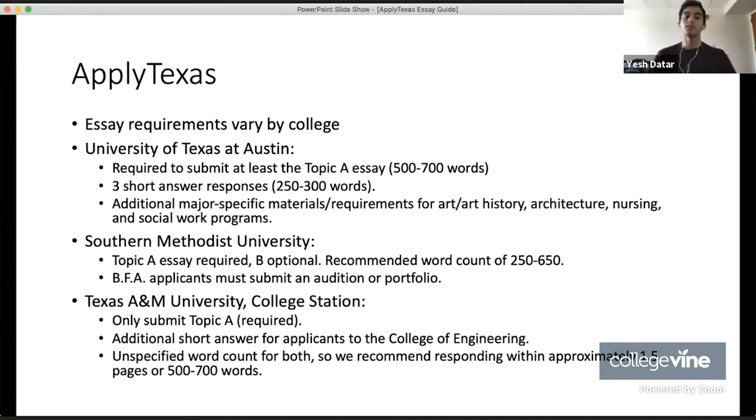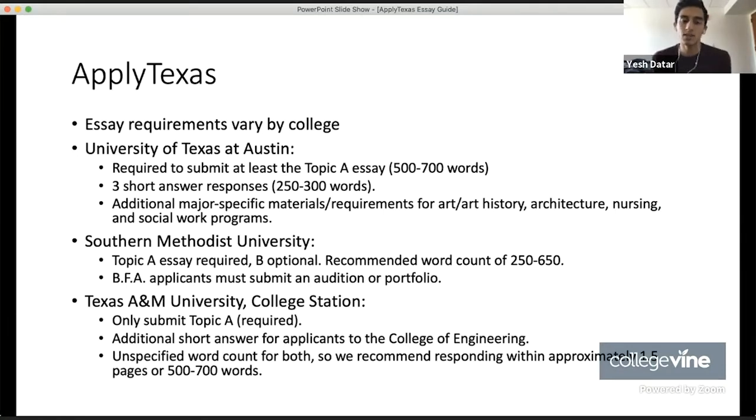The essay requirements do vary by college for ApplyTexas, and you'll definitely find that even across the other platforms like Common App or Coalition App. But what makes it unique in ApplyTexas is that there's only a couple common essay types, and those essay types vary between colleges, but essentially you'll be writing 3 or 4 of the same essays that you can send to multiple schools. So for example, UT Austin requires you to submit at least the topic A essay, 500 to 700 words, and 3 short answer responses.